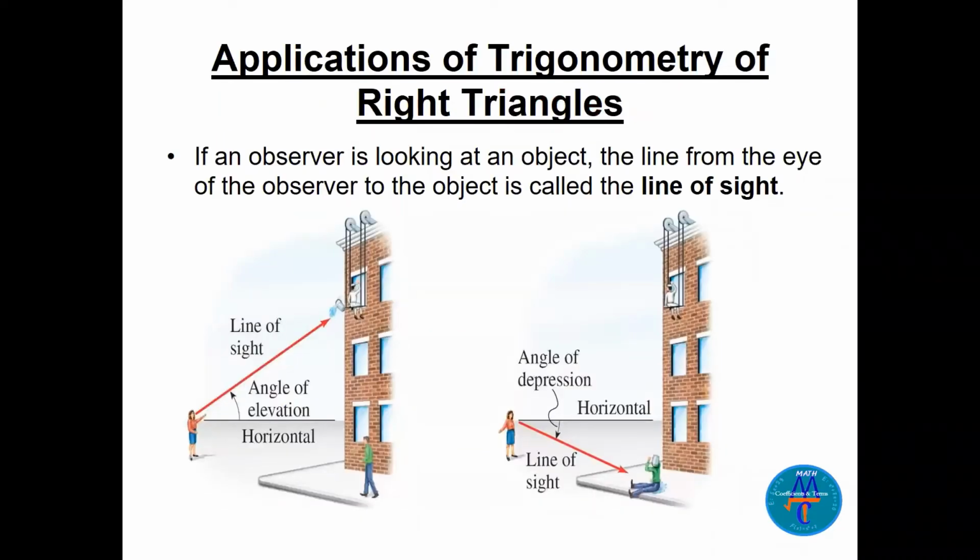So here we see some applications of right triangles. Let me just define something here. What do you mean by line of sight? Line of sight is the line from the eye of an observer to an object. So either a person can look up, and this angle here, we call it the angle of elevation between the horizontal line and the line of sight.